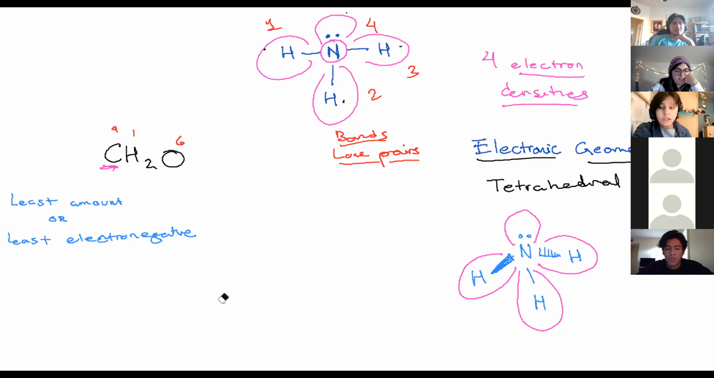So which one is the least? Besides hydrogen, we have carbon and oxygen. Which one is the least electronegative? Carbon, right? So carbon is going to be our central atom.